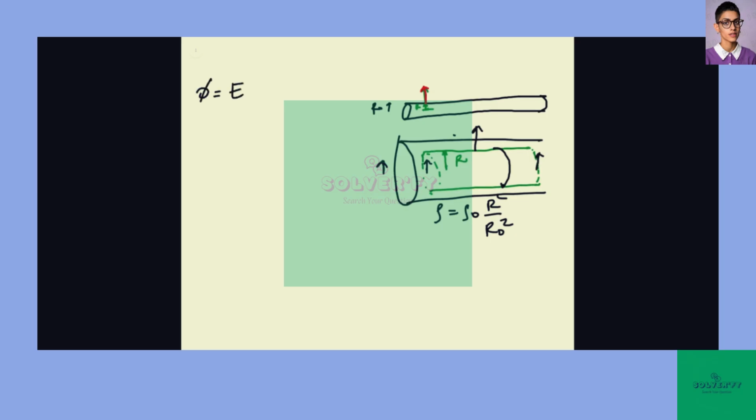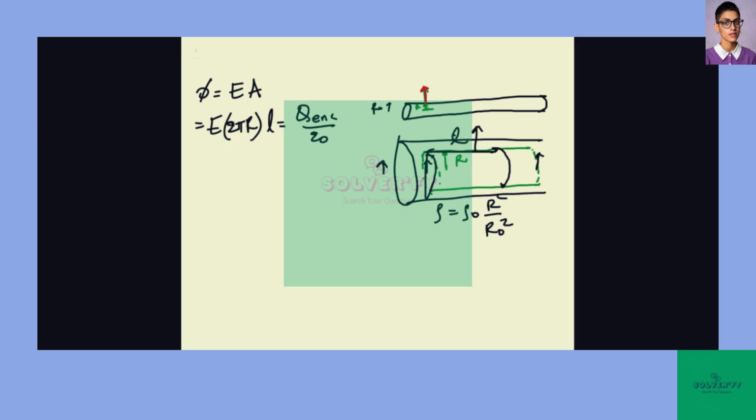Hence, the flux, which is electric field times area, will be electric field times the area of the cylinder, which is simply the circumference times the length of the cylinder. Let's say the length of the cylinder is L, which gives us 2 pi r times L. Now this we know by Gauss's law is equal to Q enclosed divided by epsilon naught. So we need to find the charge enclosed.